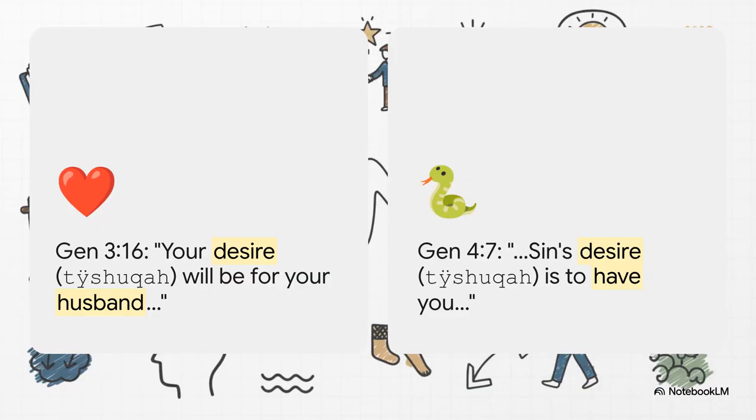Okay, this next one is wild, and it really shows you how much context matters. So, there's this Hebrew word, tishuka. It pops up in 2 really important places. In Genesis 3, it gets translated as the woman's desire for her husband. Sounds kind of romantic, doesn't it?